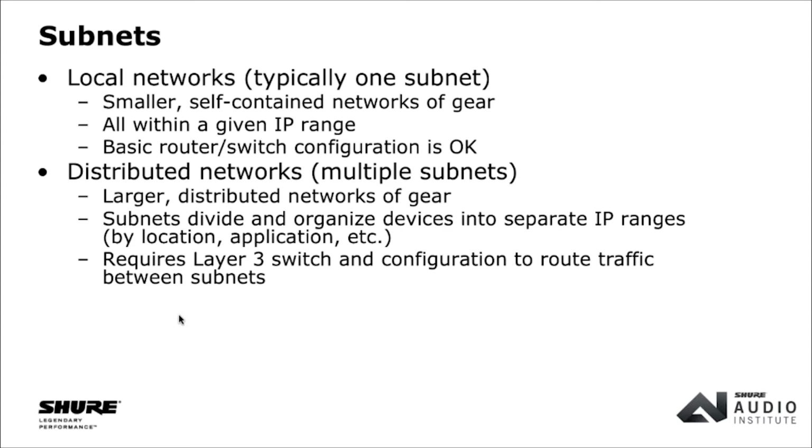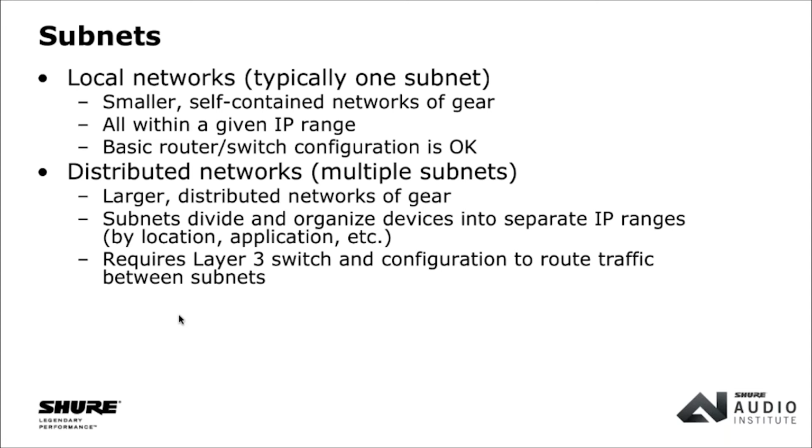So, some examples of subnets. I mentioned an example of a local network earlier, typically just one subnet. This is a smaller, self-contained network of gear. It could be just a rack of wireless receivers you have connected to your computer. All of these devices are addressed within one IP range, and any basic router or switch configuration is usually fine for this sort of network.